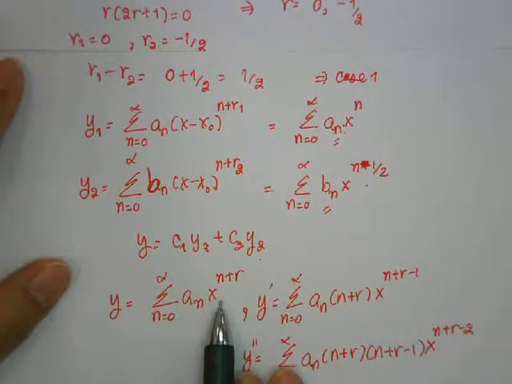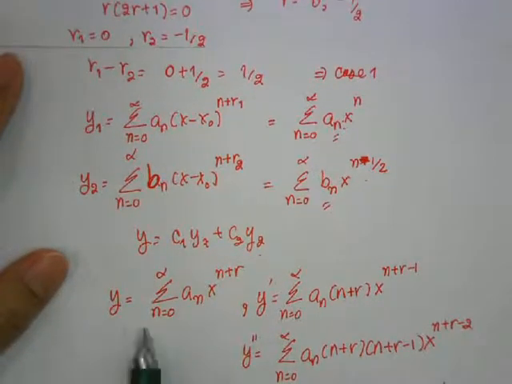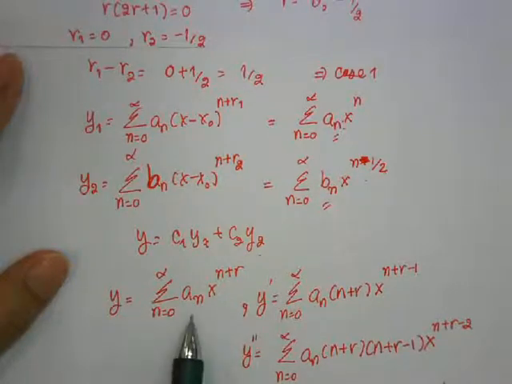x0 is equal to 0. We are writing in the general form first, and then after we get the recurrence relation, we plug the value of r in, where r is equal to 0 and r is equal to minus 1/2, something like that. Then you plug the y into your differential equation.